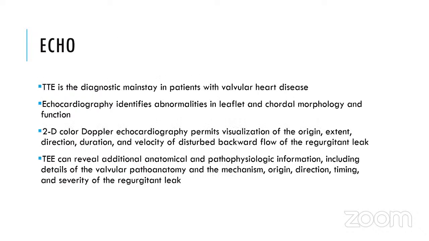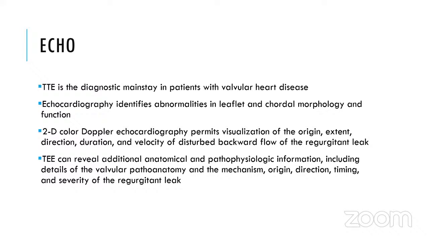So echo, again, is the mainstay of diagnosis of patients with valvular heart disease. Echo identifies abnormalities in leaflet and chordal morphology and function. The Doppler echocardiography permits visualization of the origin, extent, direction, duration, and velocity of disturbed backward flow of the regurgitant volume. TEE can reveal additional anatomic and pathophysiologic information, including valvular pathoanatomy, mechanism, origin, direction, timing, and even the severity of the regurgitant leak.